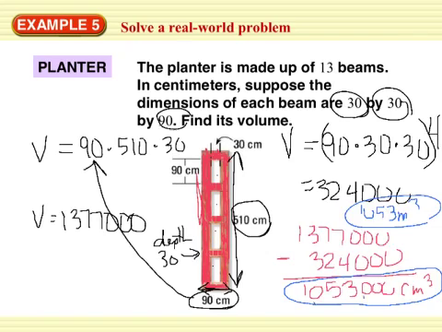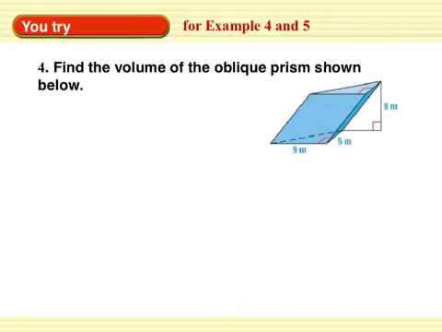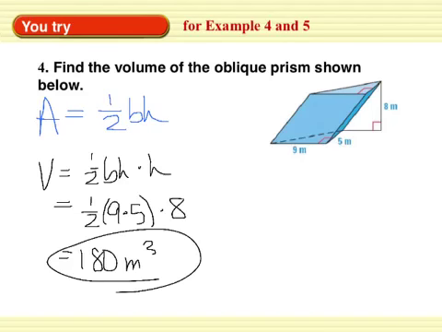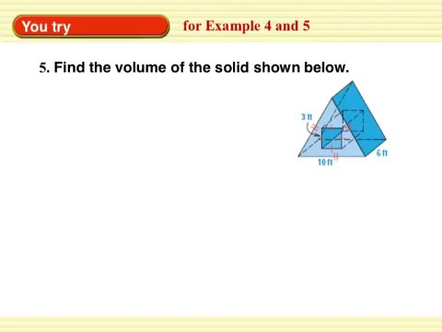Okay? Okay, you try. Find the volume of the oblique prism shown, where we know area of a triangle is 1/2 base times height. So go ahead and push pause and try it on your own. Okay, area of a triangle is 1/2 base times height. Volume of this triangular prism is 1/2 base times height times height. And there's our answer.